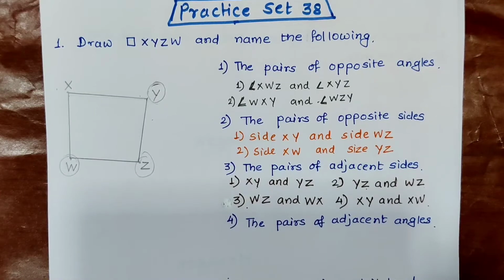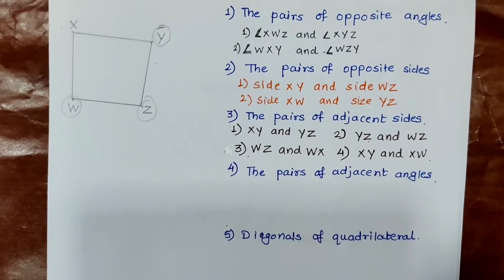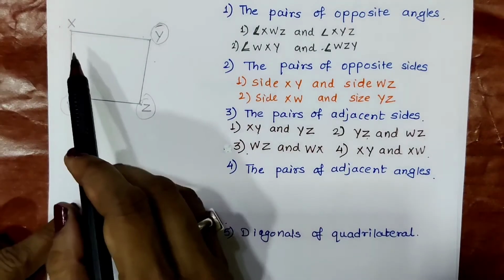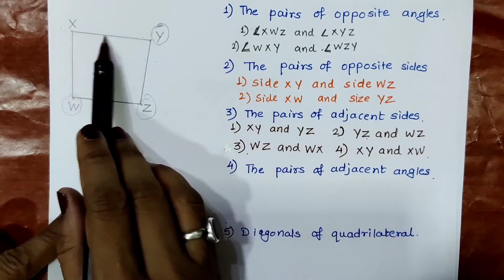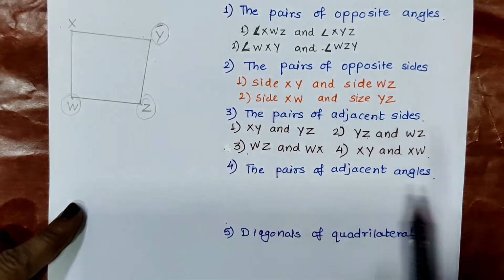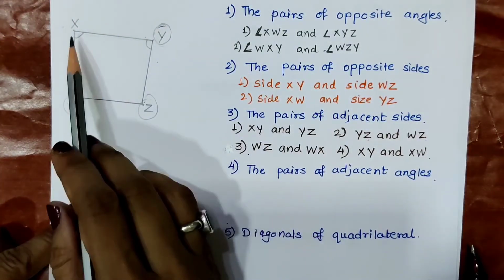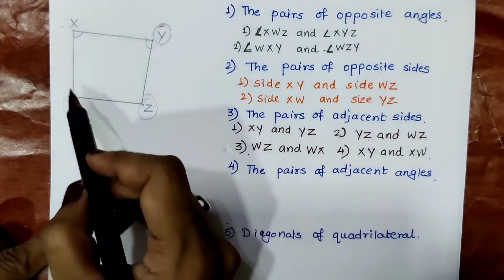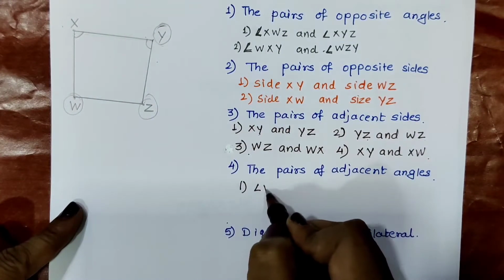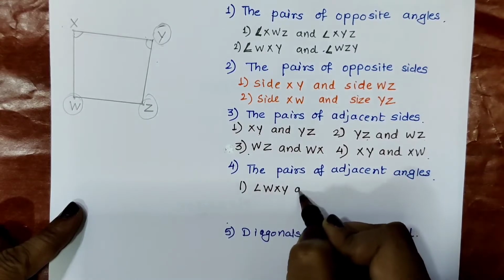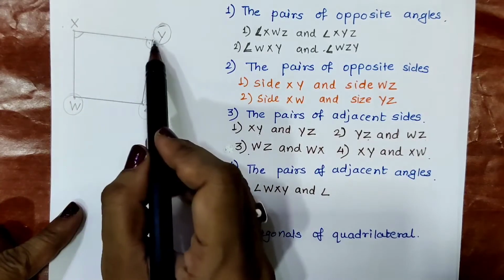Now pairs of adjacent angles. As there are 4 pairs of adjacent sides, there are 4 pairs of adjacent angles also. Adjacent angles share one common arm. So if you take these two angles, X and Y, we can write using 3 letters: angle WXY, and angle, yes, Y, how to write? XYZ.